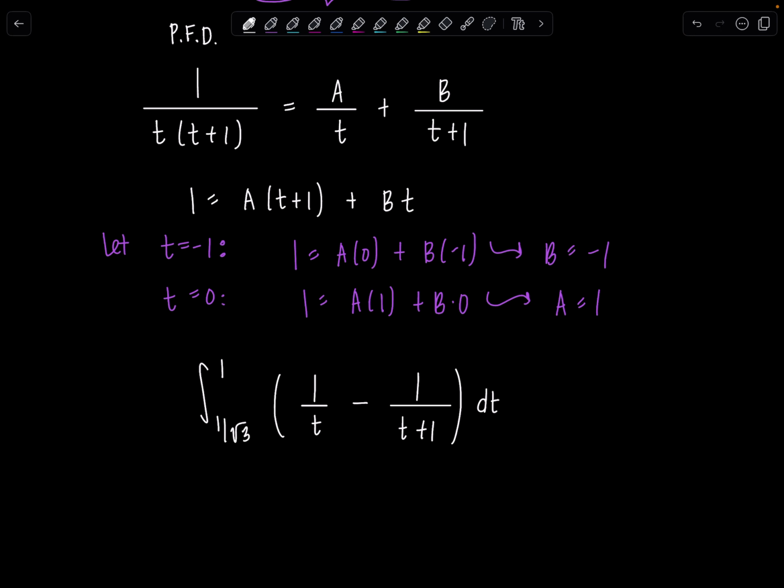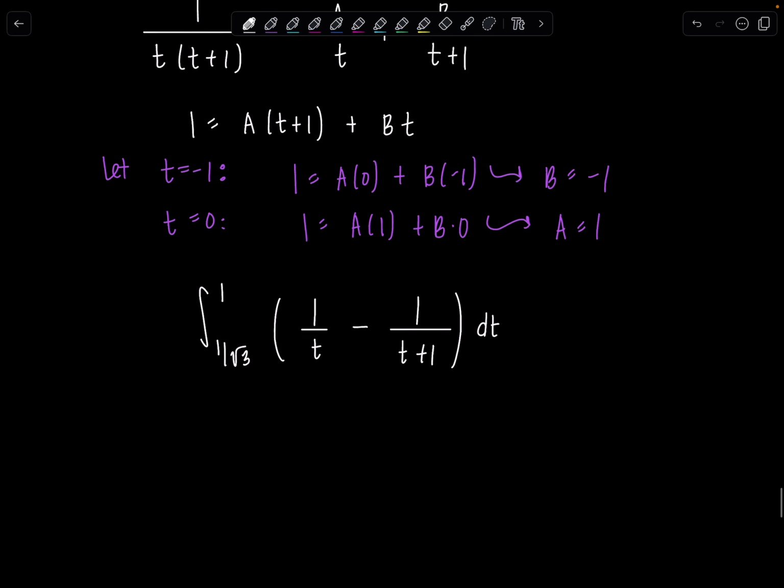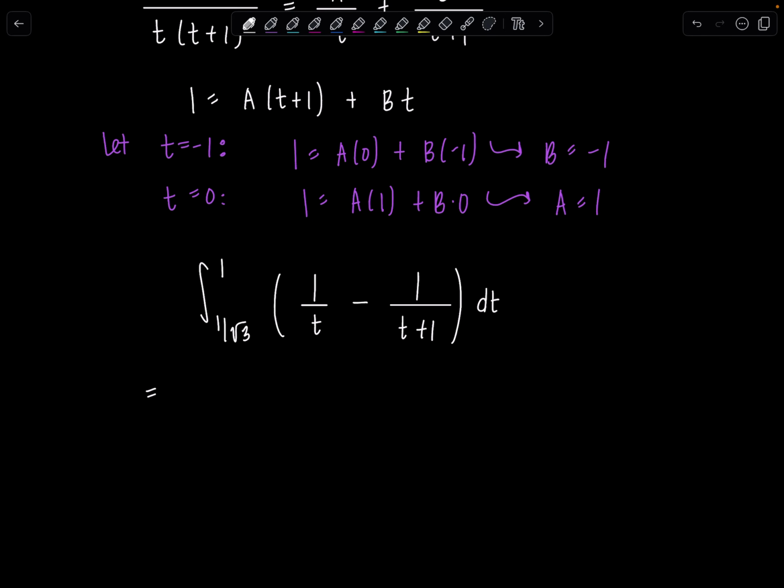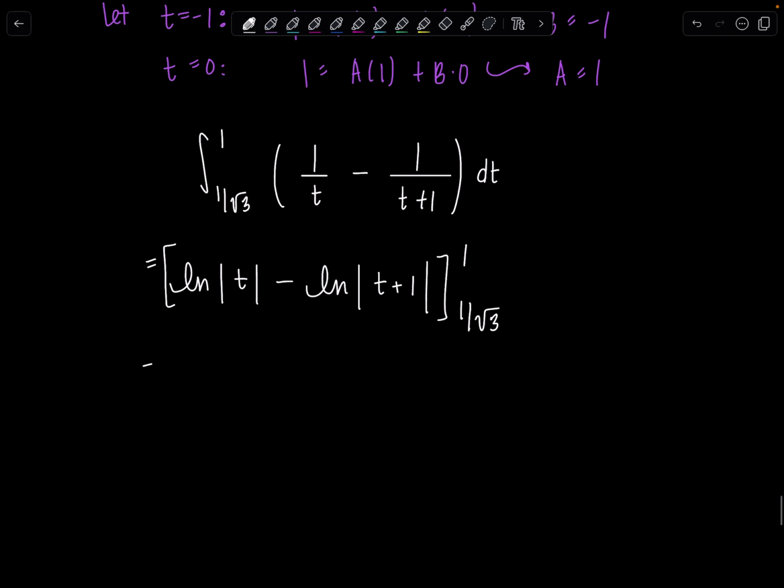Great. Okay, so from here, let's take the antiderivative. It's no big deal. Each of these is just going to be a natural log, pretty relaxing. So we have natural log absolute value of t minus natural log absolute value of t plus 1, evaluated from 1 over rad 3 to 1, all of it. Let me combine these into a single logarithm before I plug in the limits of integration. That way I have less work to do. So ln of t over t plus 1, and again, we're going to evaluate this from 1 over rad 3 to 1.